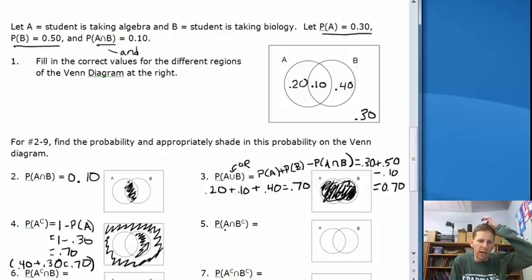For number 5, A and B complement. Region A is referring to the entire circle. B complement is anything that's not in B. So "and" means it has to be inside circle A and it can't be in circle B. So we're not going to include this region. A and not B refers to this region right in here.